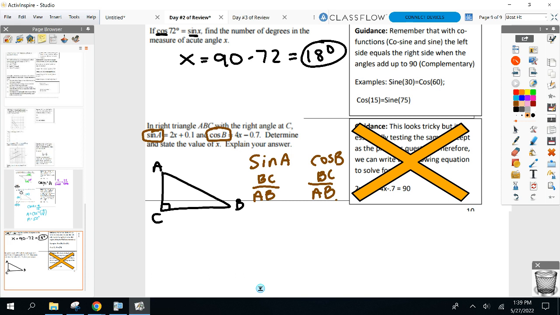What do you know about these two? They're equal to each other, aren't they? We know A and B add to 90, so the sine and cosine have to be equal. So here, you might think add to 90, but no, we've already said these two are equal to each other because A and B add to 90, so I'm going to take 2x plus 0.1 and set it equal to 4x minus 0.7 because sine of A is equal to the cosine of B in this instance.